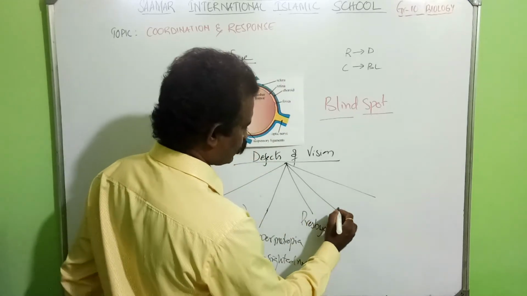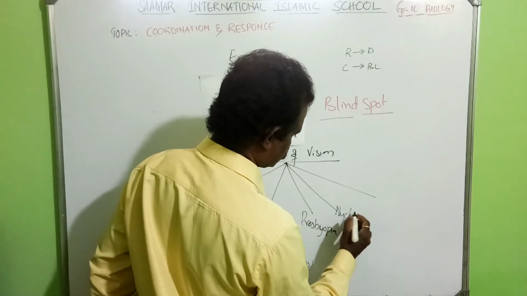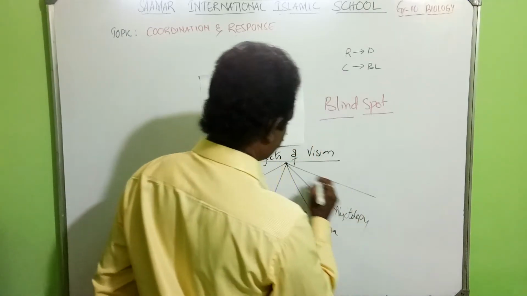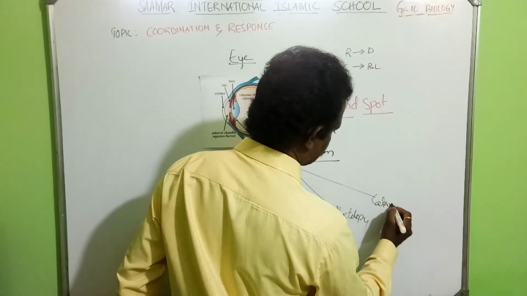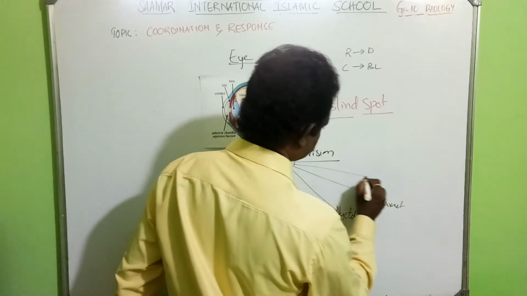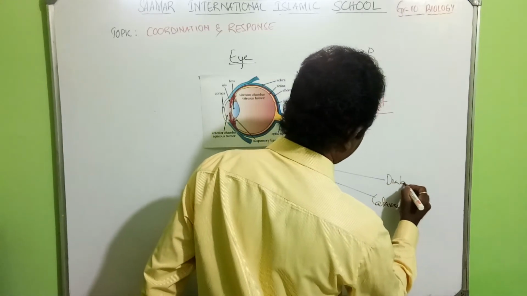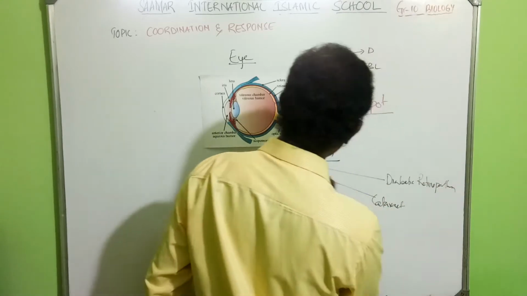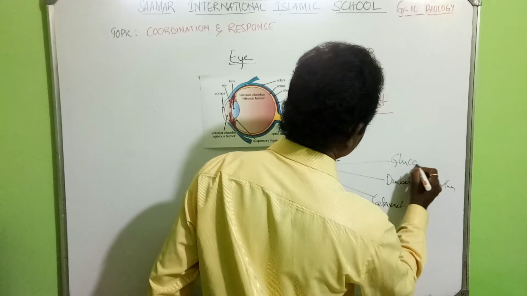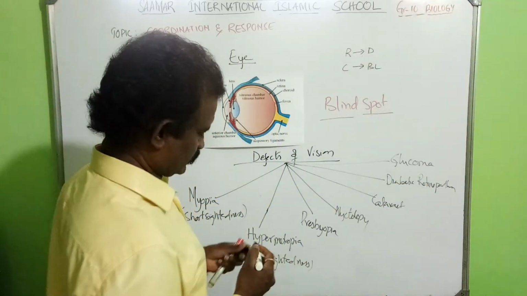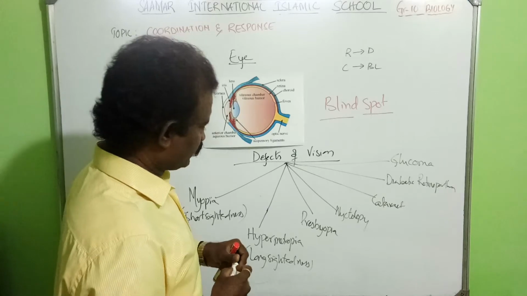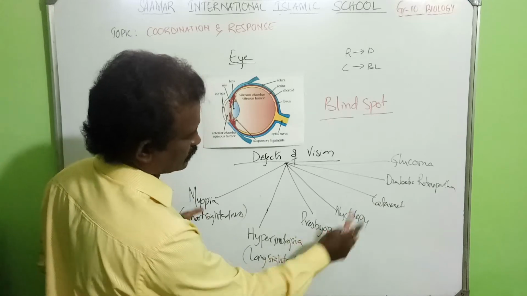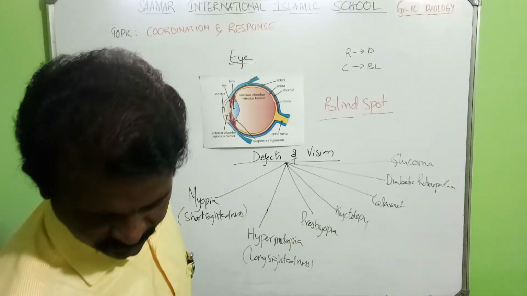Nyctalopia. We have cataract. Diabetic retinopathy. Glaucoma. Okay, so these are the different types. In your class, you have only these two. Now I'll tell you about the others also if I find time.